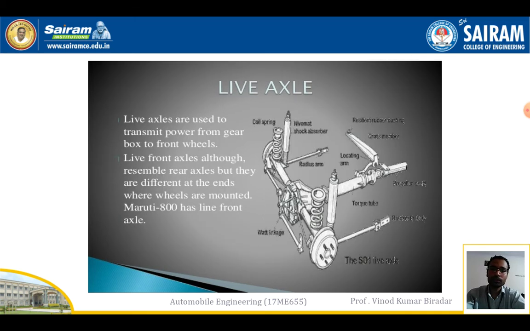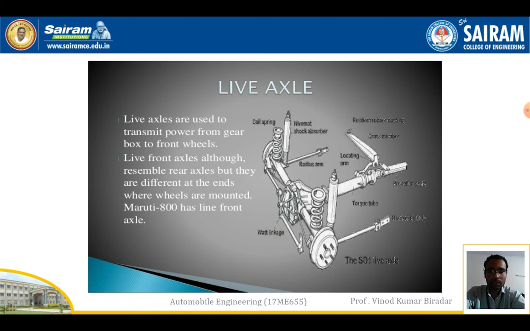The second one is the live axle. These axles are used to transmit the power from the gearbox to the front wheel. The gearbox will be in the center, and from there the power passes from the gearbox to the wheel. The front axle, although it resembles the rear axle, is different at the ends, whereas here the rear wheels are mounted.